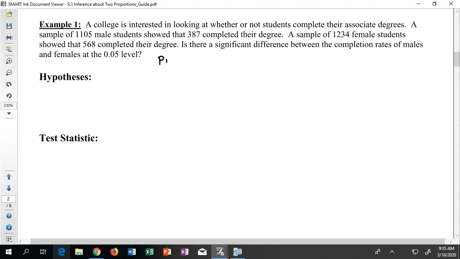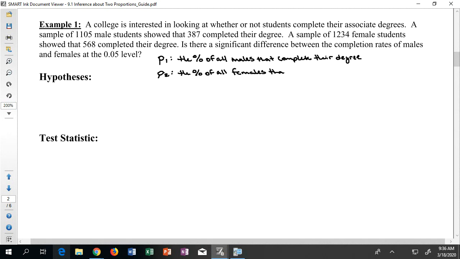So I'm going to start by writing this. Since the male students were listed first, let's have P1 stand for the percentage of all males that complete their degree. And then P2 is another mystery percentage, which would be the percentage of all females that complete their degree.